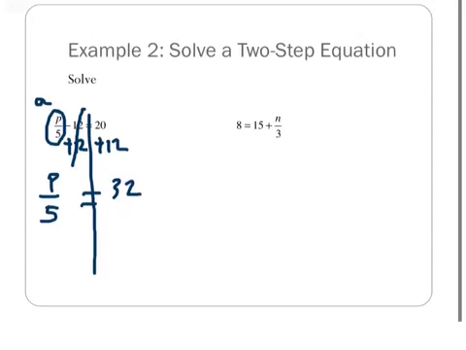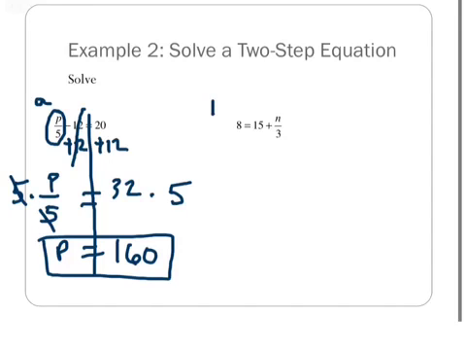So if p divided by 5 equals 32, how do I undo this? If 5 is dividing into p, the opposite of division is multiplication. I'm going to multiply that dividing 5 away. What I do to one side, you guys got it, I got to do to the other. So when I cancel out those 5s, I'm left with p is equal to 5 times 32, which is 160.